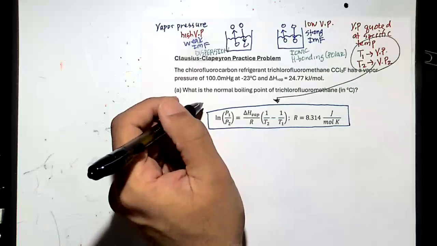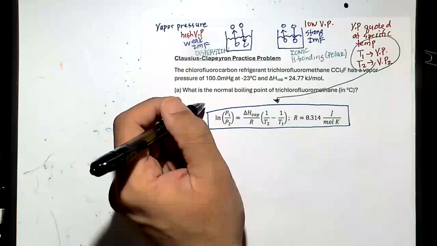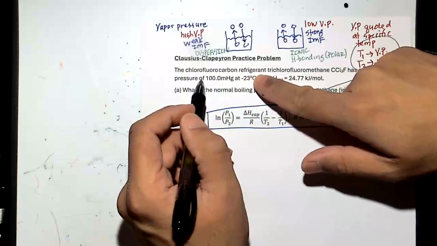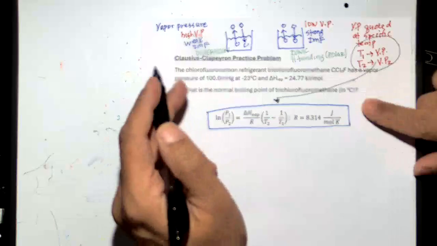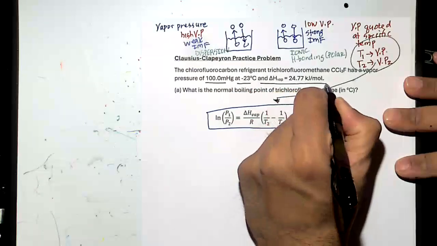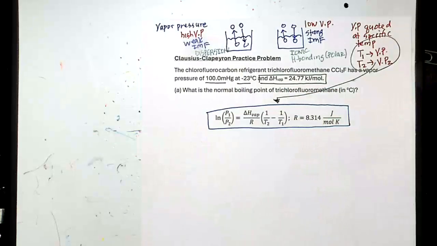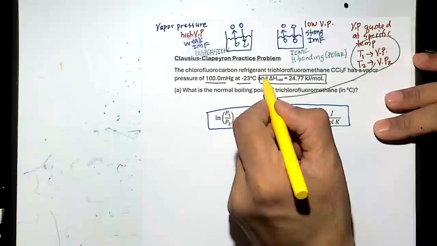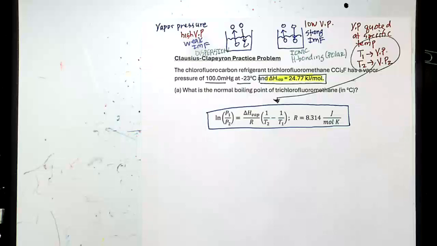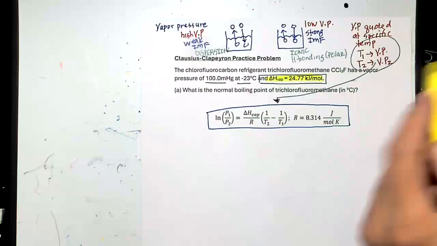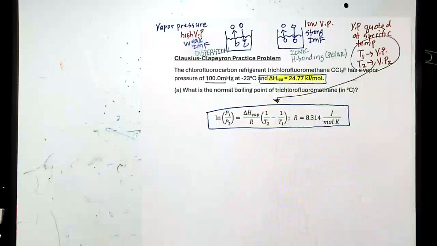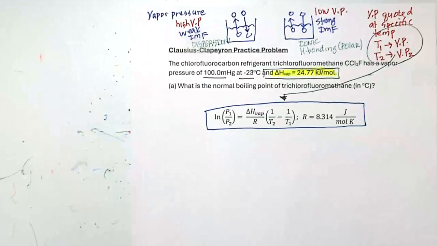Alright, so something like this will be on the exam. So Wednesday's video, the quiz, your homework, and this should cover this topic well. The chlorofluorocarbon refrigerant trichlorofluoromethane has a vapor pressure of 100 millimeters of mercury at minus 23 degrees C, and it has a delta H vaporization. So this delta H vaporization is the energy required to vaporize 1 mole. How much energy do you have to put in to get 1 mole to form a vapor? This is delta H vaporization.